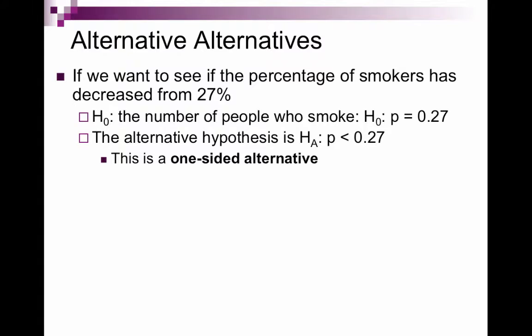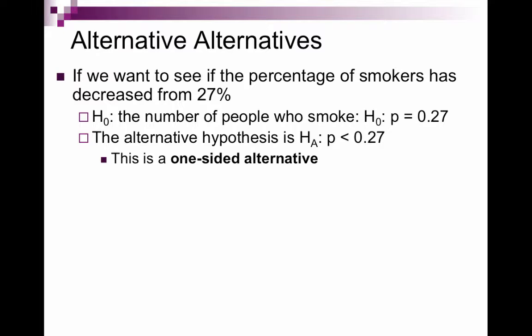Looking at more alternative hypotheses, if we want to see if the percentage of smokers has decreased from 27%, our null hypothesis is that nothing is different. So our null hypothesis would be H sub 0: p = 0.27. We are assuming that the current model of 27% is what it still is. The alternative hypothesis, we want it to have decreased. So our alternative hypothesis is p < 0.27, because we're trying to show that it has decreased. And we're going to do that if we are able to reject our null hypothesis.